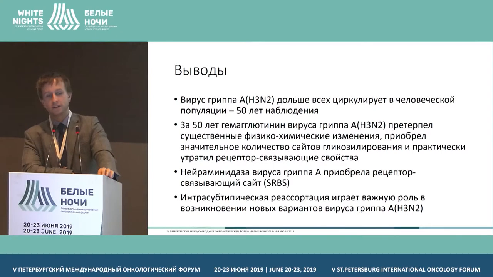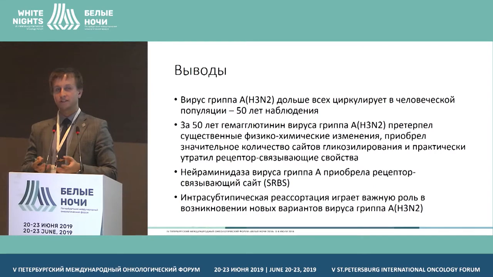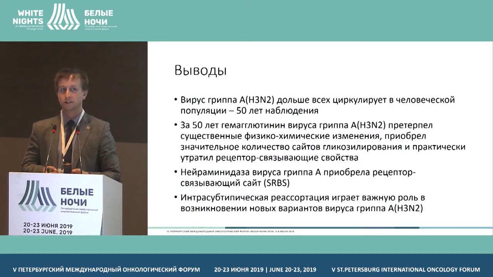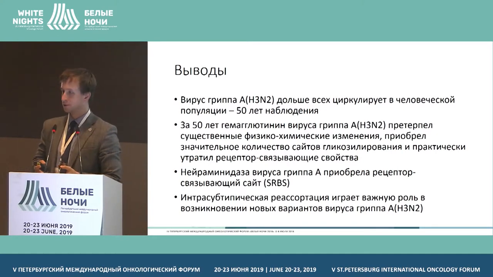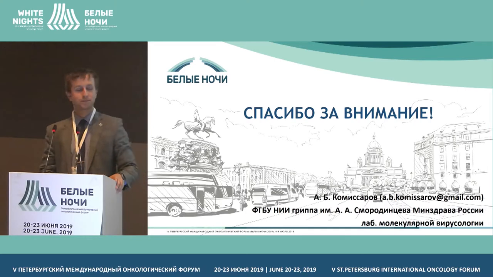Throughout 50 years, hemagglutinin has undergone very significant changes, has acquired a lot of new sites of glycosylation, and practically lost receptor binding features, while neuraminidase acquired the second receptor binding site. Intra-subtypic reassortments play a very important role, and the evolution of the genome in sequenced viruses has to be perceived as a whole. We can't consider the evolution only based on surface glycoproteins, however important they are, because for the evolutionary success of the virus, the whole gene constellation is important.